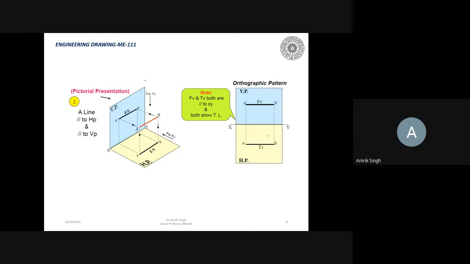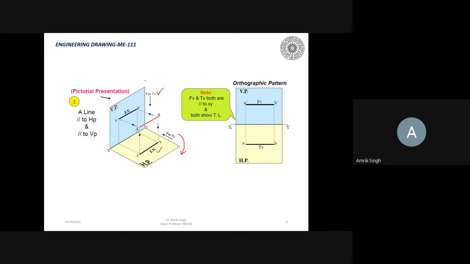Now, the second case, a line is parallel to HP and parallel to VP. So this AB is a line, parallel to HP and parallel to VP. Again, when you open this up, if you see from this side, the projection of B will be B dash and the projection of A will be A dash. If you see from the top, we get the top view, where the projection of B will be small b and of A will be small a.